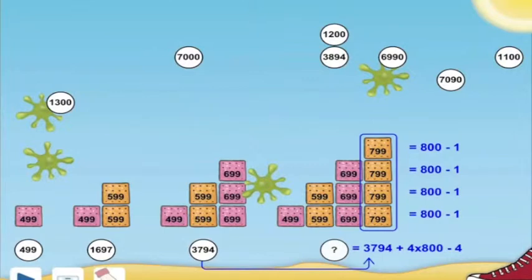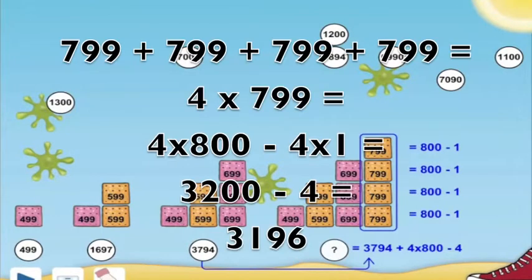Our math strategy will be to turn 799s into 800s. This is known as rounding them by 1. We just need to make sure to subtract away as many ones as we use to turn 799s into 800s. We then have that 799 plus 799 plus 799 plus 799 is 4 799s, or 4 times 799, and that's the same as 4 times 800 minus 4 ones. Remember, we need to take away as many ones as we use to turn 799s into 800s.